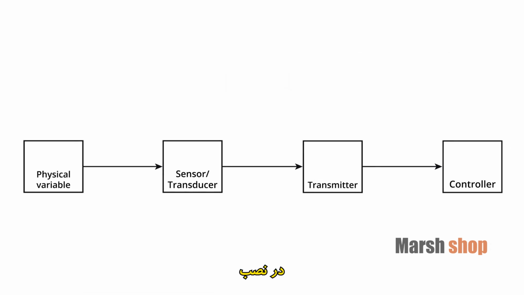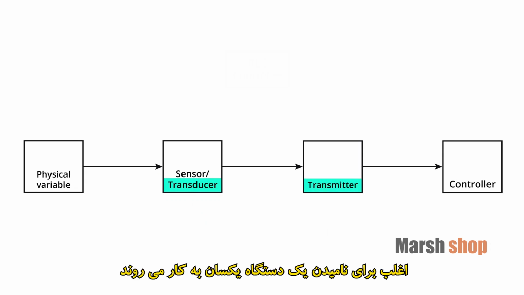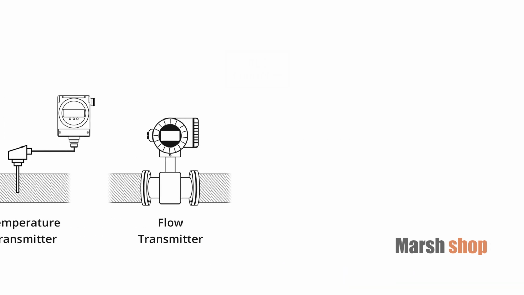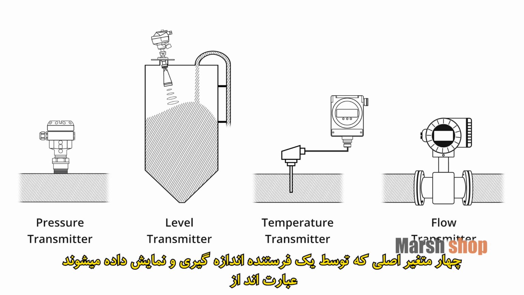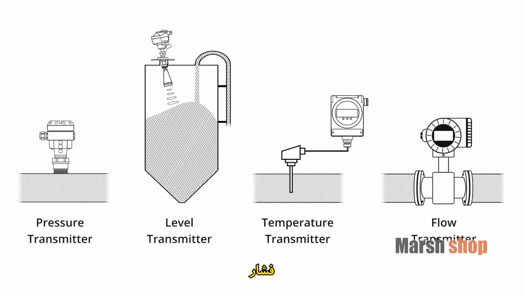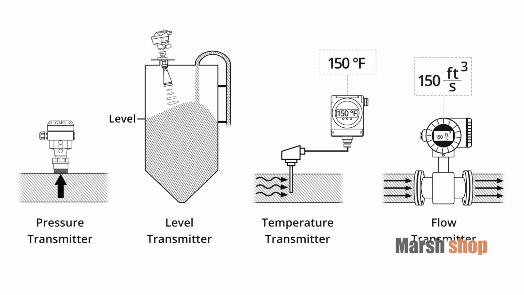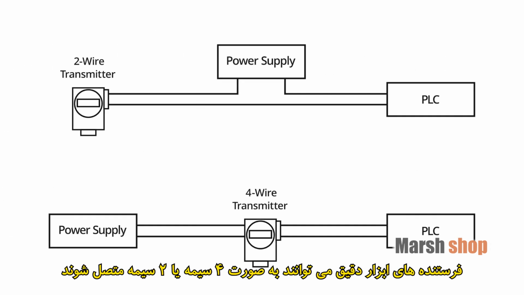In instrumentation, the terms transducer and transmitter are quite often used to name the same device. The 4 major variables measured and represented by a transmitter are pressure, level, temperature, and flow. Instrumentation transmitters can be connected in a 4-wire or 2-wire configuration.